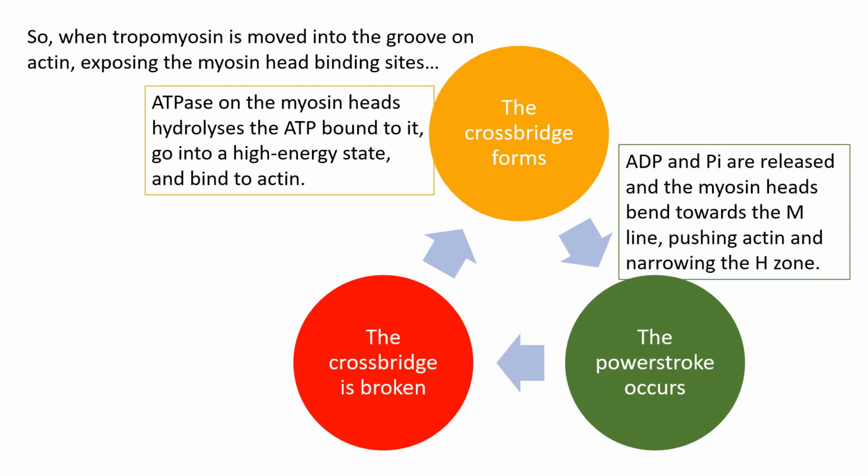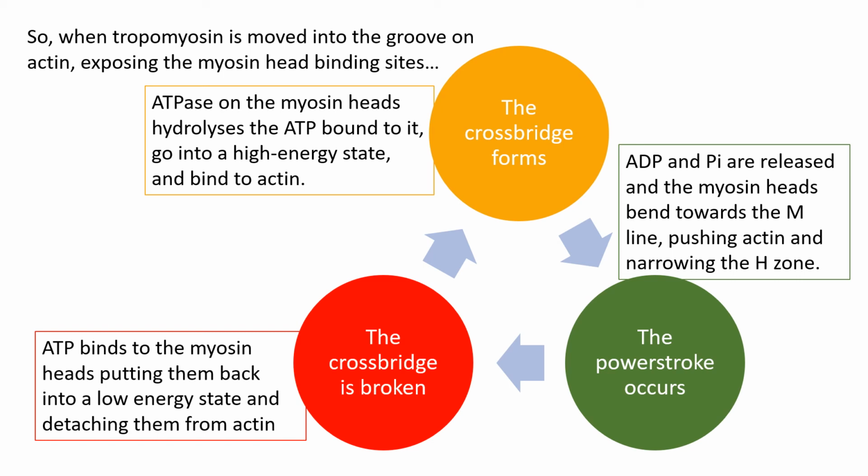ADP and P are then released, and the myosin heads bend towards the M line, still attached to actin, so they push actin towards the M line, narrowing the H zone. Another ATP comes in, binds to the myosin heads, putting them back into a low energy state and breaking the cross bridge between myosin and actin. And if our binding sites on actin are still exposed, we will go round again.